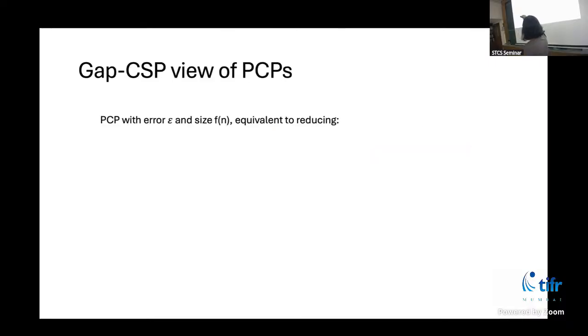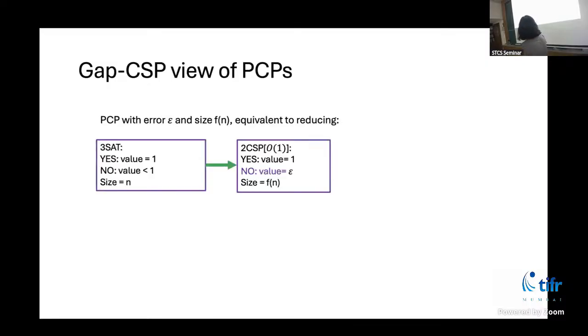Okay, and the interesting thing is a PCP with error epsilon and size f of n is just equivalent to reducing 3-SAT, with value 1 in the yes case and unsatisfiable, so value less than 1, in the no case, where size is the number of variables, to a 2 CSP with constant alphabet, where in the yes case your value is preserved and in the no case your value becomes epsilon. So from just slightly less than 1, it drops to epsilon. And the blow-up in the size in the reduction is just f of n. So in this view, we can kind of forget about proofs and so on.